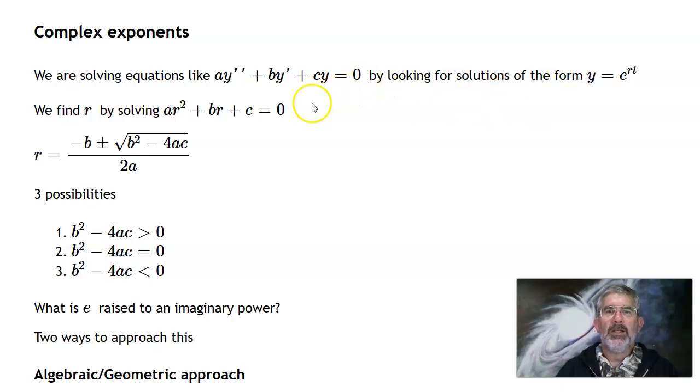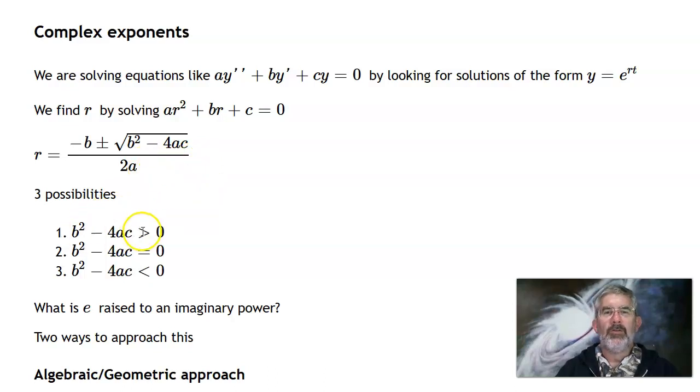You plug that in, and you end up having to solve the characteristic equation, which here is this quadratic equation, ar squared plus br plus c equals 0. We can use the quadratic formula to solve that: r equals negative b plus or minus the square root of b squared minus 4ac, all over 2a. And there are three potential outcomes here.